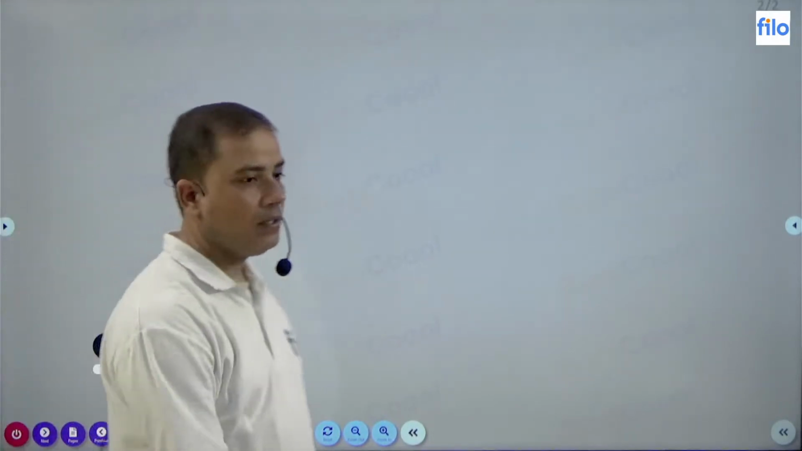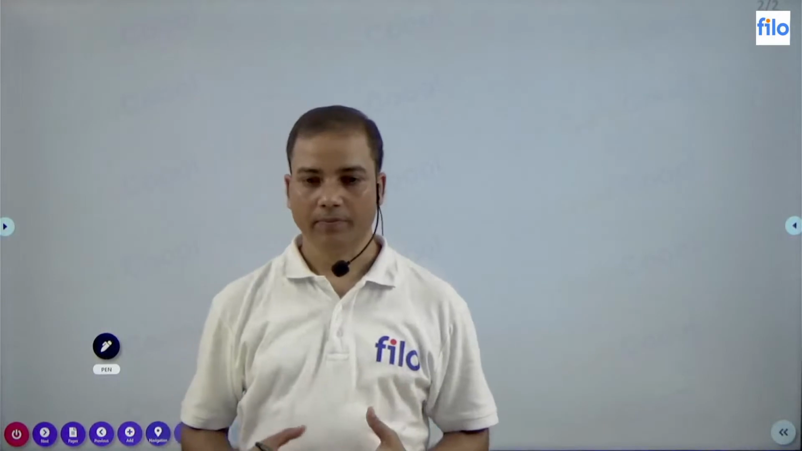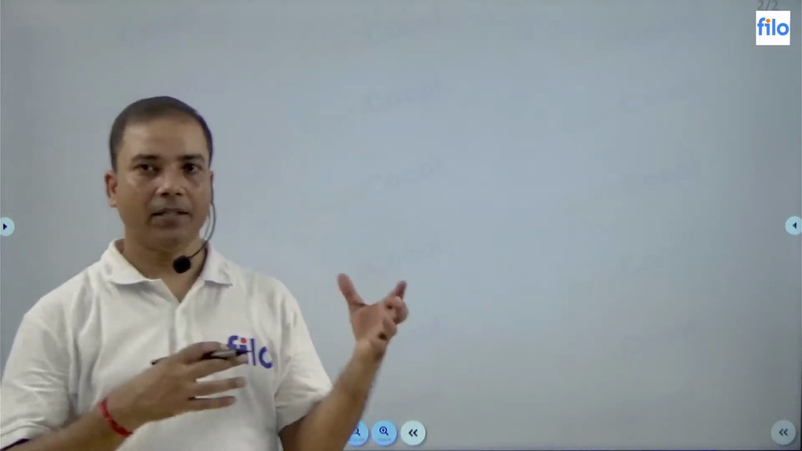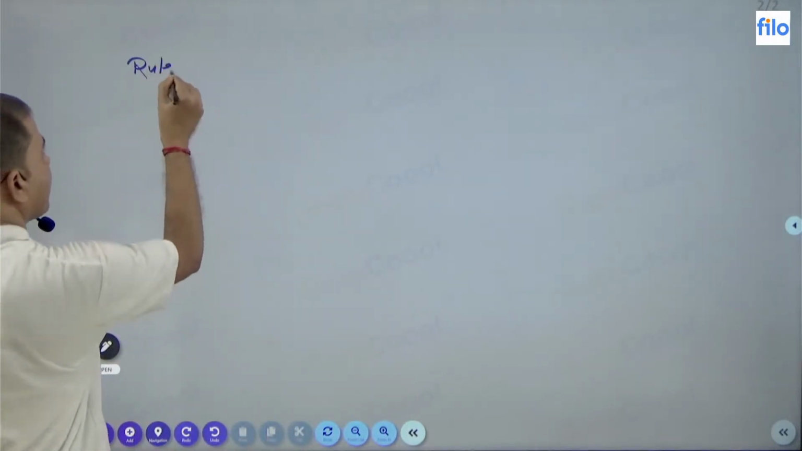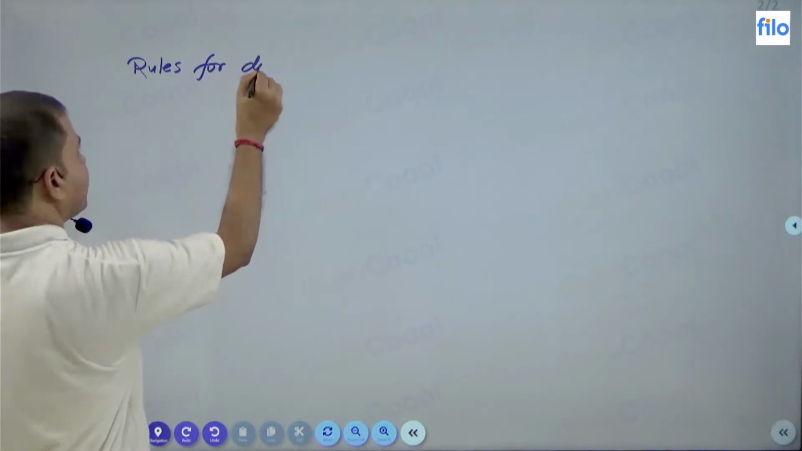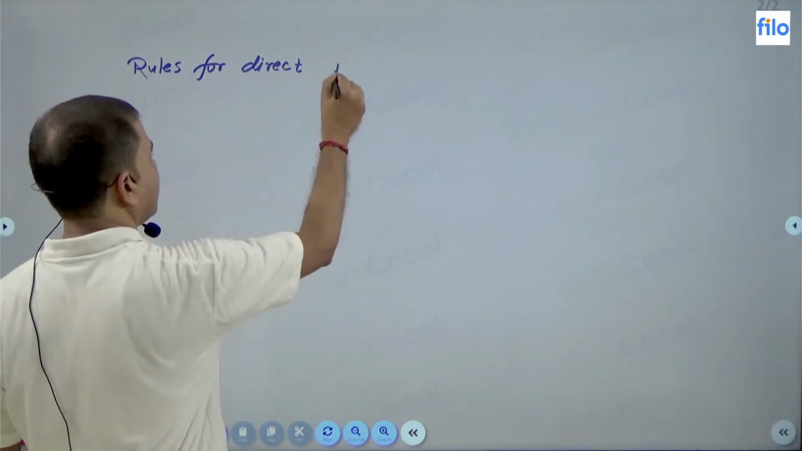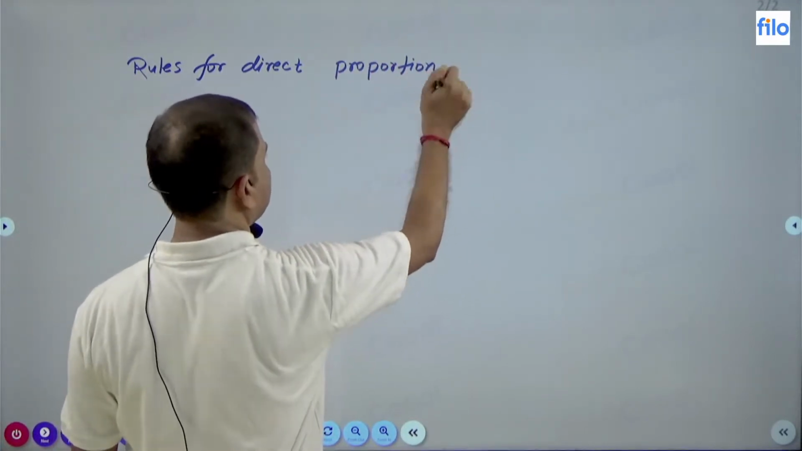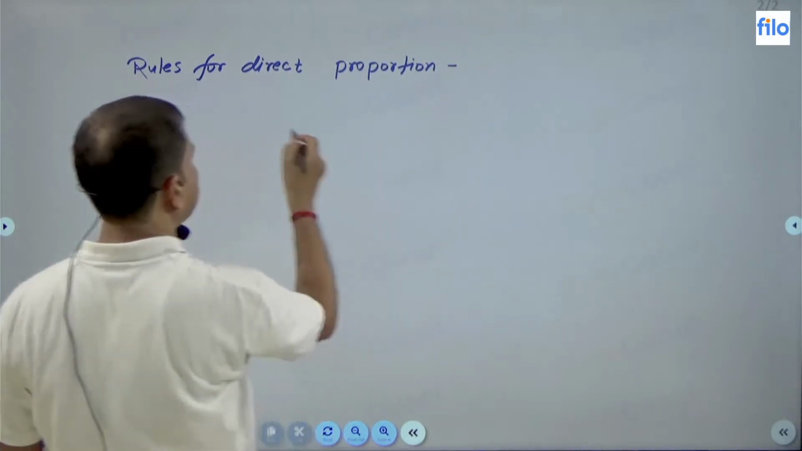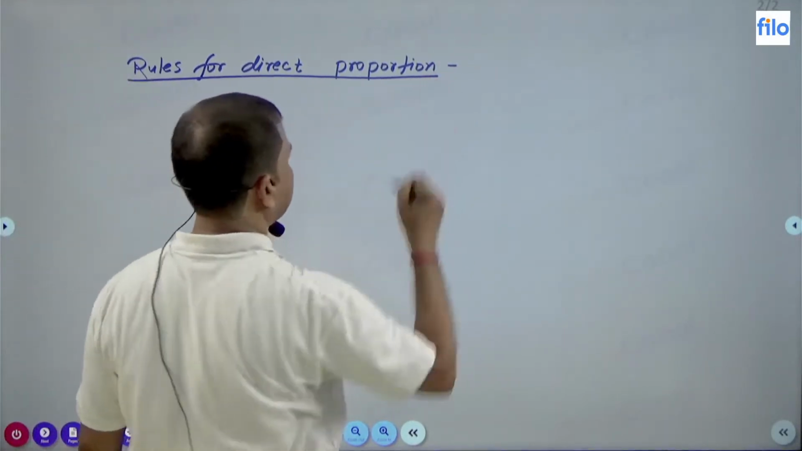Now let us understand the rules of solution. In the first page we saw the meaning of direct and inverse proportion. Now we will see how to handle the questions. What are the rules? Rules for direct proportion.